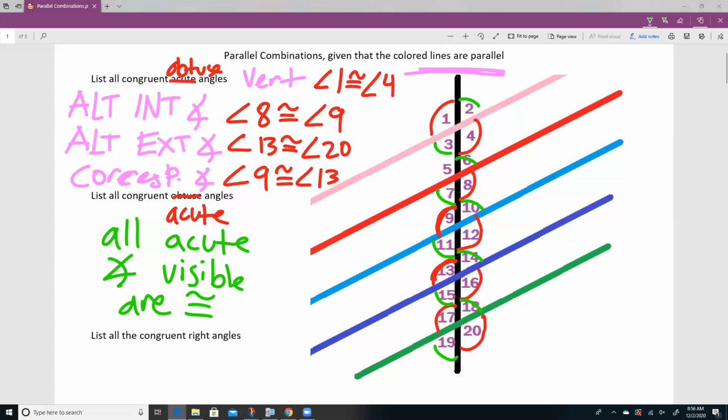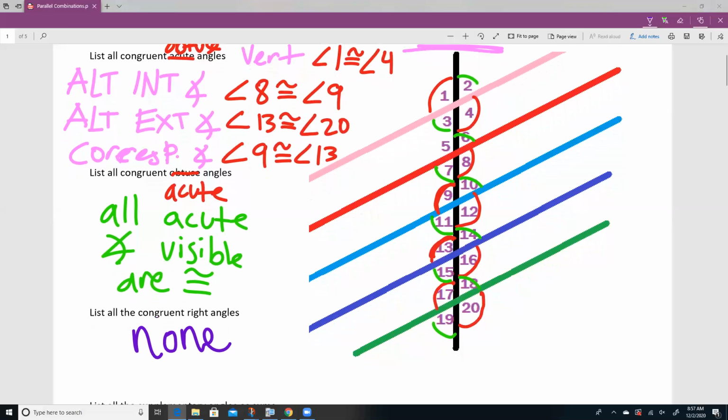Now, our final thing we should probably talk about is list the congruent right angles. Well, are there congruent right angles? No, there are obtuse angles and there are acute angles. So there are no congruent right angles. Although any right angle would be congruent to another right angle.